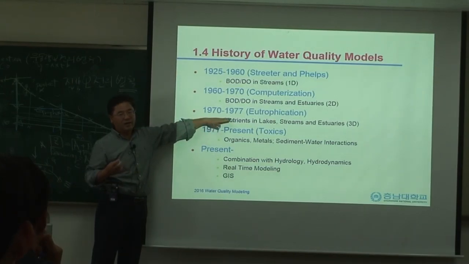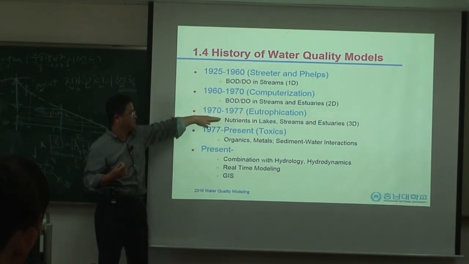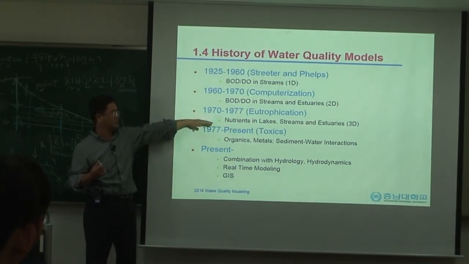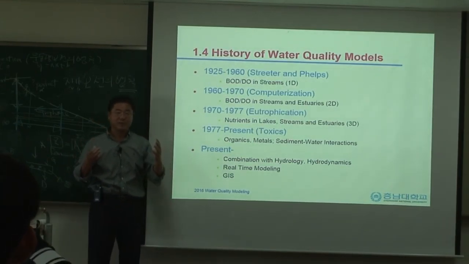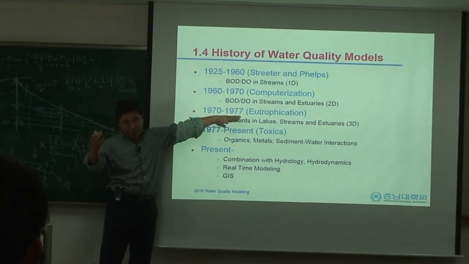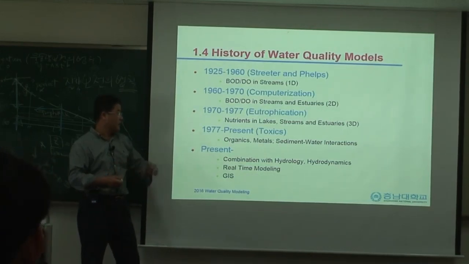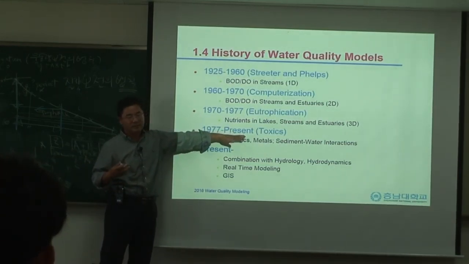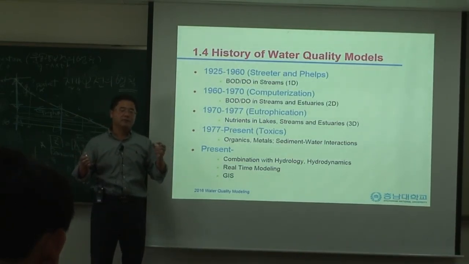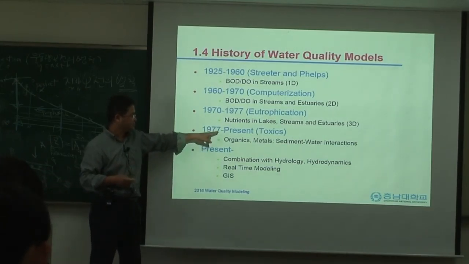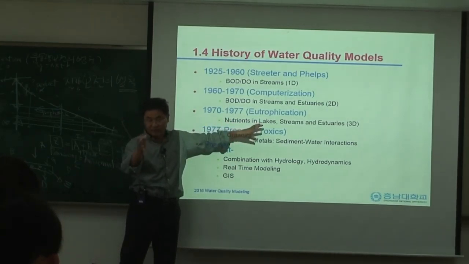And we now have an algae problem, eutrophication problem. And in the US they had the same problem about 40 years ago, 30 years ago. But they still have the problem. People became aware of the problem about 40 years ago, and we are now trying to catch up. And now they are trying to understand the toxic material problem in water and sediment, whatever. But I think this is our next topic that we have to study.